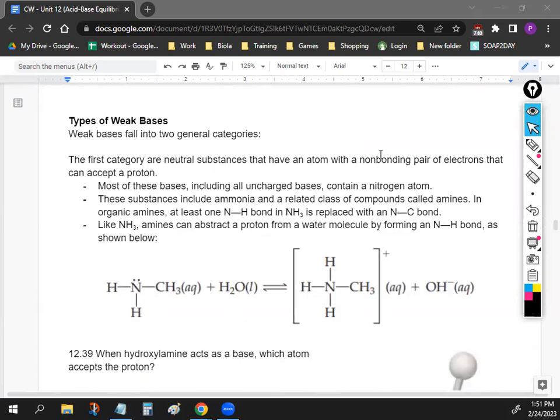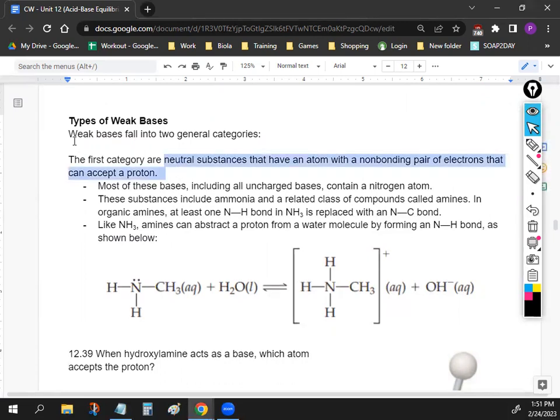All right, we'll end with this. It'll be very, very quick. There are 2 types of weak bases. First category, and you might want to jot this down or paraphrase it: the first category of weak bases are neutral substances that have an atom with a non-bonding pair of electrons that can accept a proton. What does that even mean? Basically, it can accept an H+. That's the first type of base.